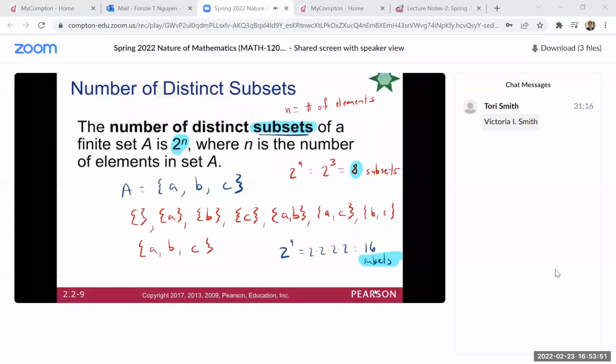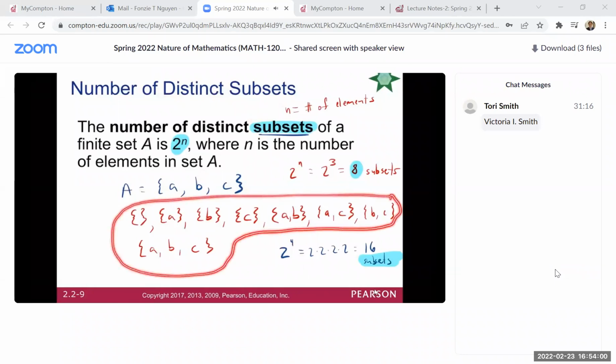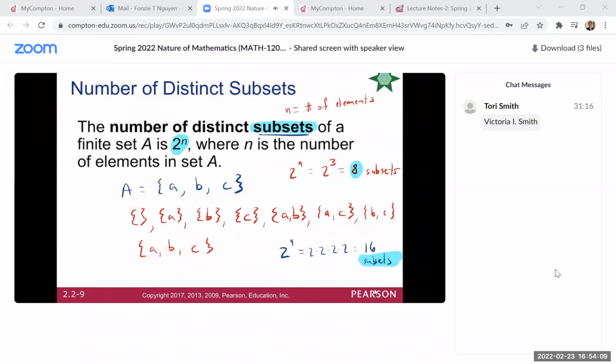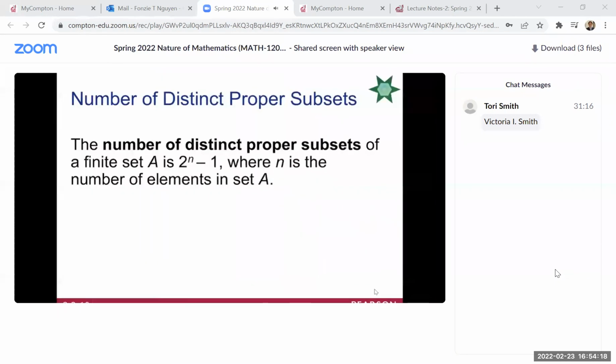What if they asked how many proper subsets? Which one would we have to get rid of from all of these? Which one is not proper? Is it A, B, C? Yeah, that's the one. Remember, if it's proper, it cannot be equal to the original set. So we would remove that one. So the formula is 2 to the n minus 1, because you're just getting rid of 1. That's for distinct proper subsets.